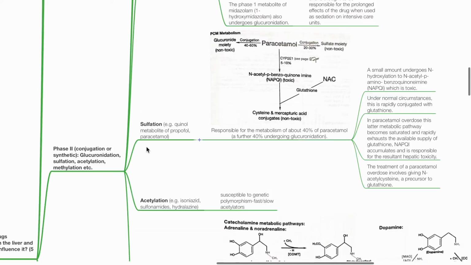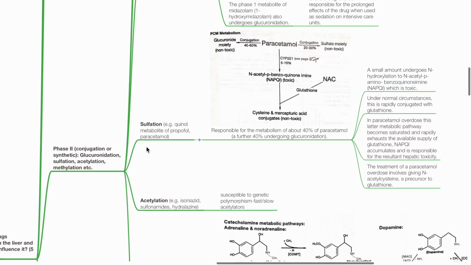Morphine is metabolized to morphine 6-glucuronide, which is 13 times more potent than morphine and is thought to play a major role in morphine analgesia. The phase 1 metabolite of midazolam, 1-hydroxymidazolam, is active. Sulfation is responsible for the metabolism of drugs such as paracetamol and propofol.